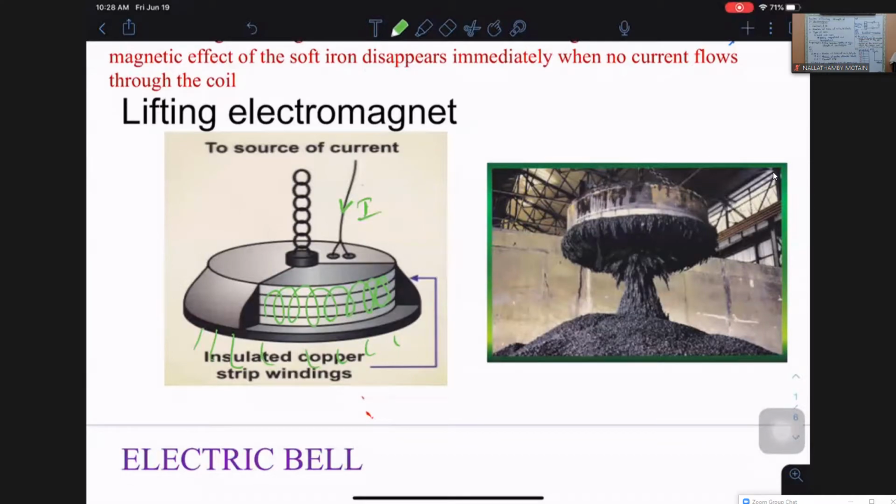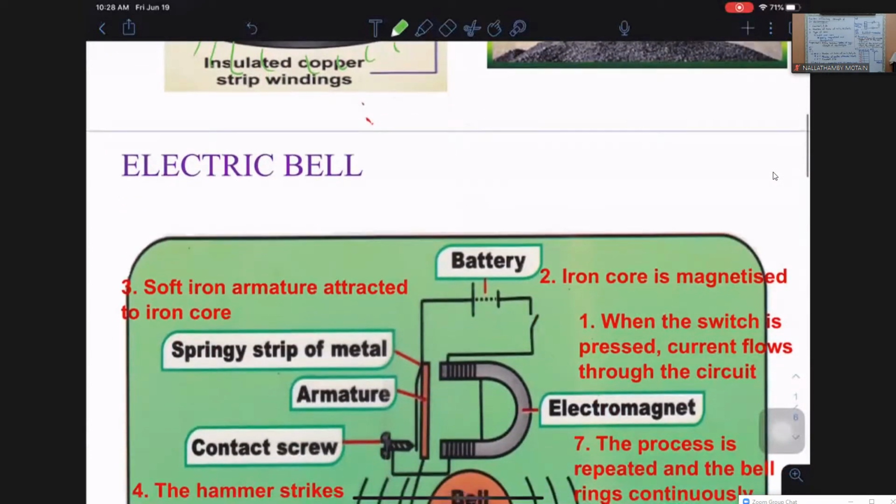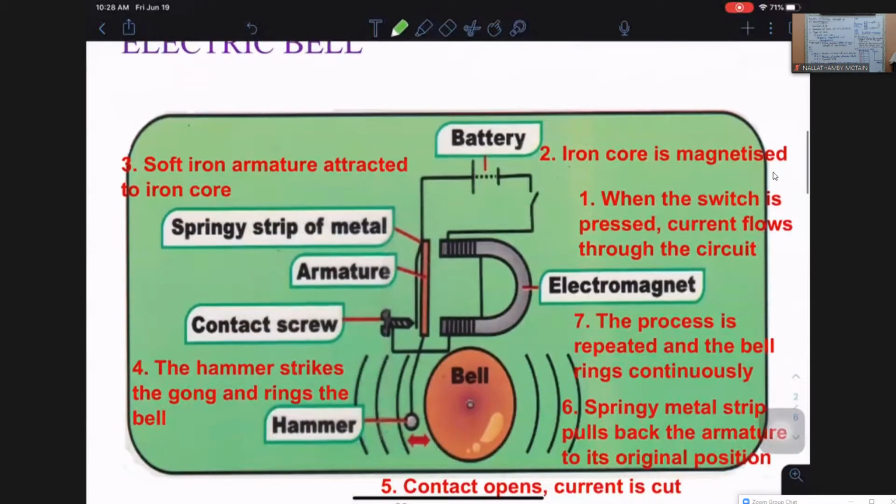Okay, so simple. Don't worry about the working principle. But we must know that in this lifting electromagnet, they are using soft iron core and also the coils. So lifting electromagnet is not a problem. Okay, we come to the electric bell.